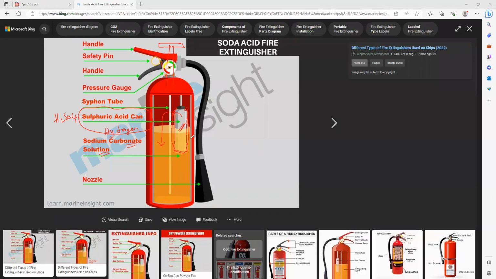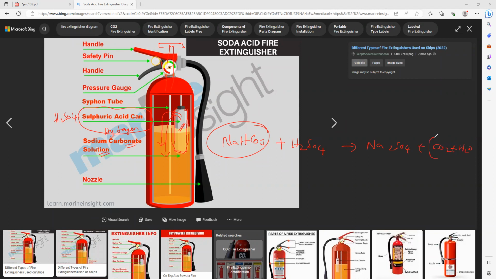Sodium, not sodium carbonate, it is sodium hydrogen carbonate. That is the formula: NaHCO3. As soon as the acid mixes with this, we get three products. What are they, everybody? It will produce sodium sulfate, water, and carbon dioxide.